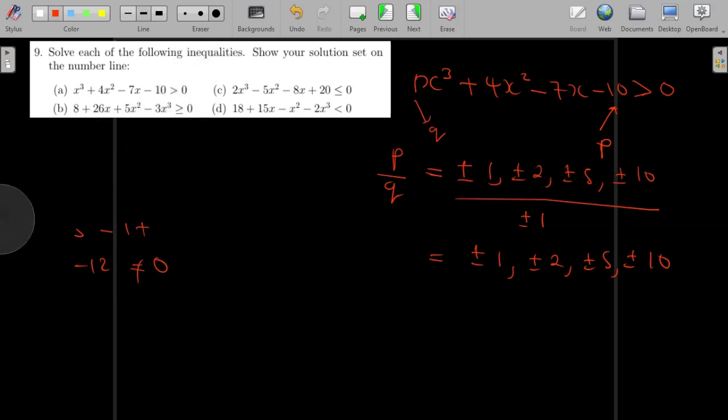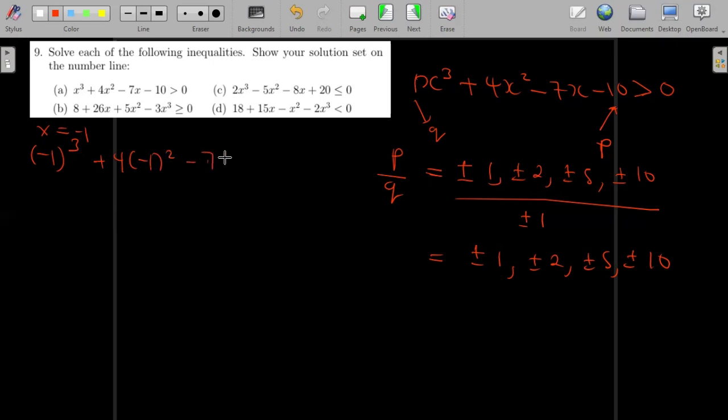So you test the other one, like the other version of it, which is the negative. So let's test -1. We're now testing x equal to -1. So we place -1 there: (-1) cubed plus 4(-1) squared minus 7(-1) minus 10.